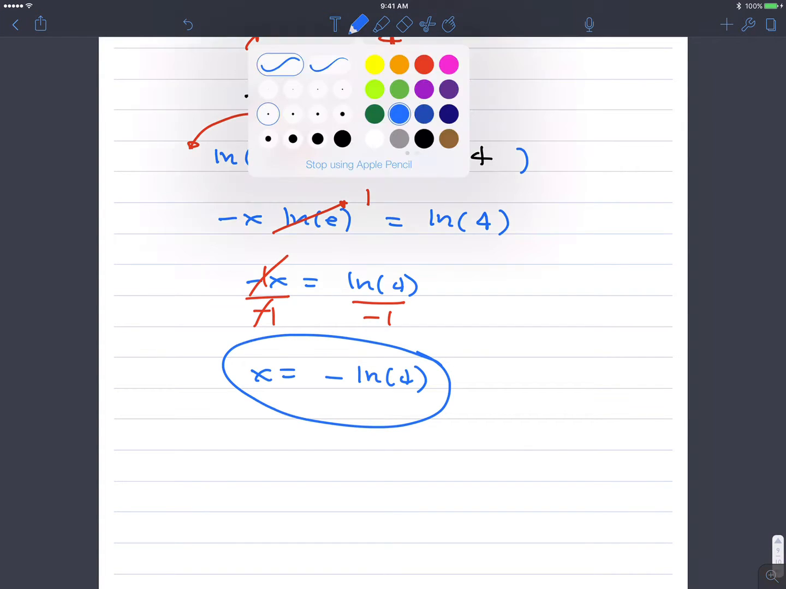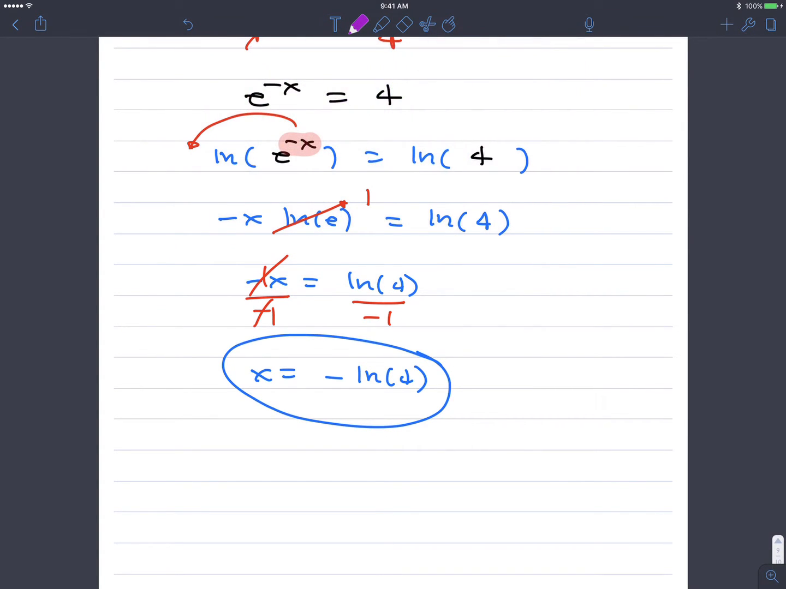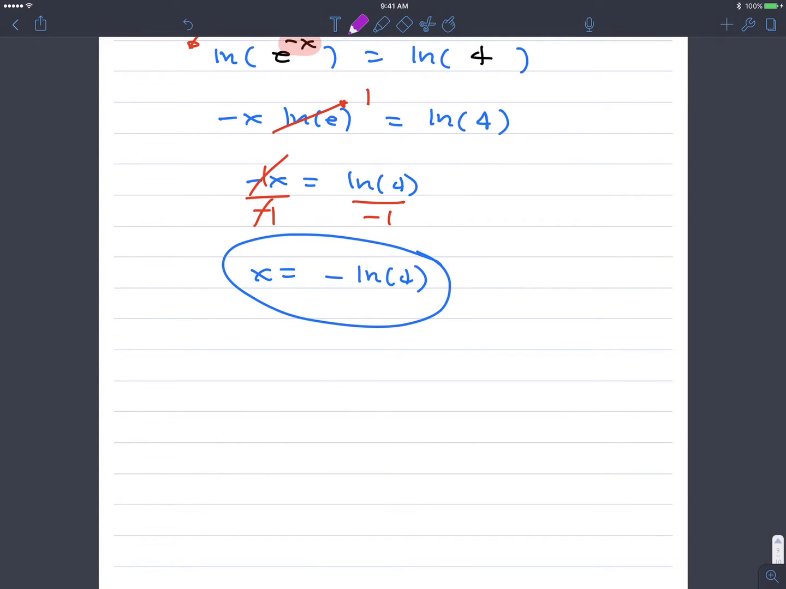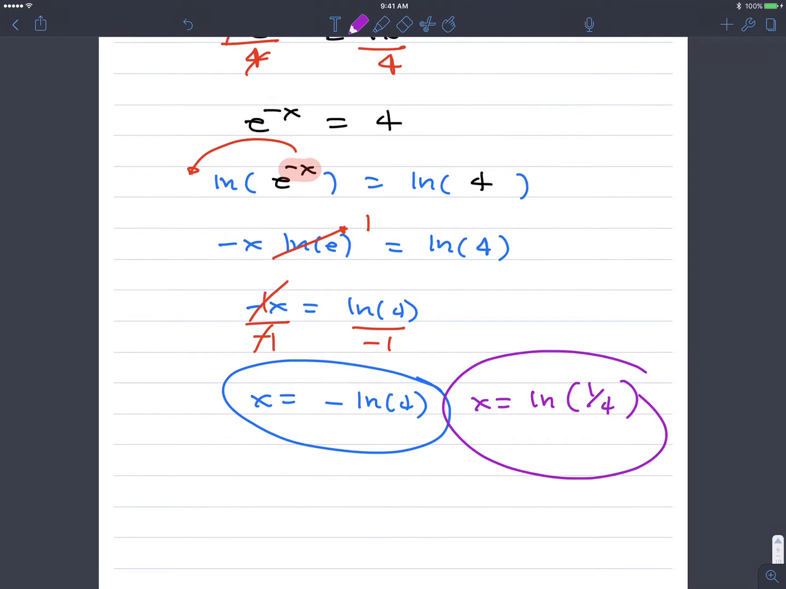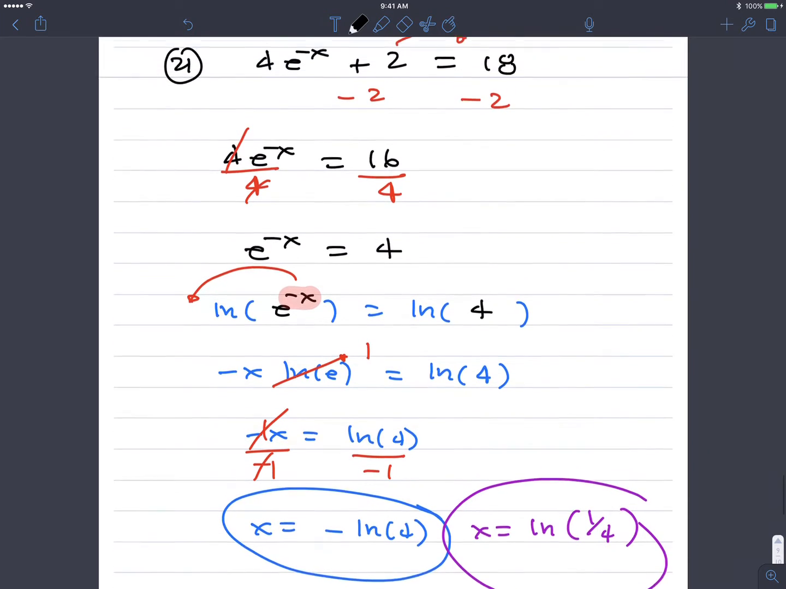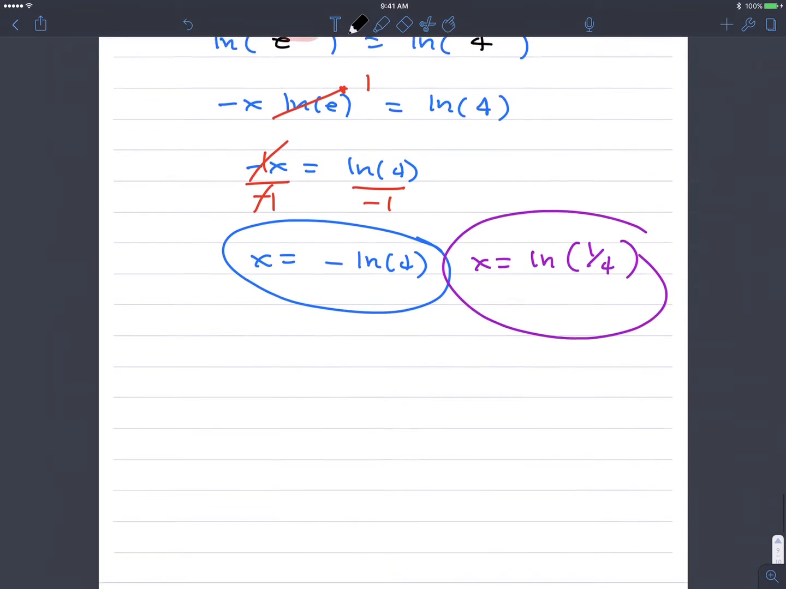As you've seen prior, and I'll change the color again. This also means that x is natural log of 1/4. Okay, so here's an alternate way to describe your answer. We already talked about how we got that. And that's number 21. Okay, so now we're going to go to 23.